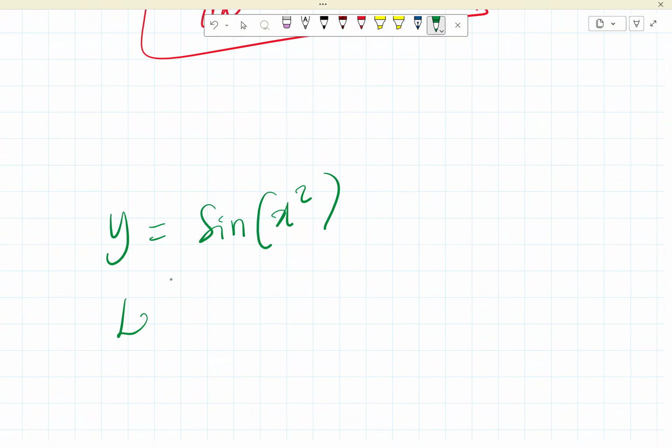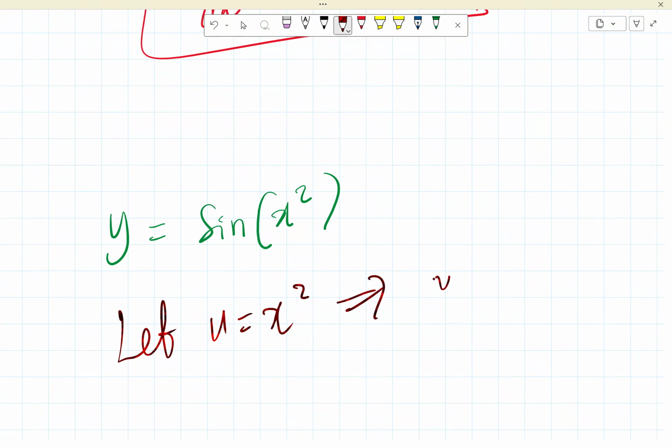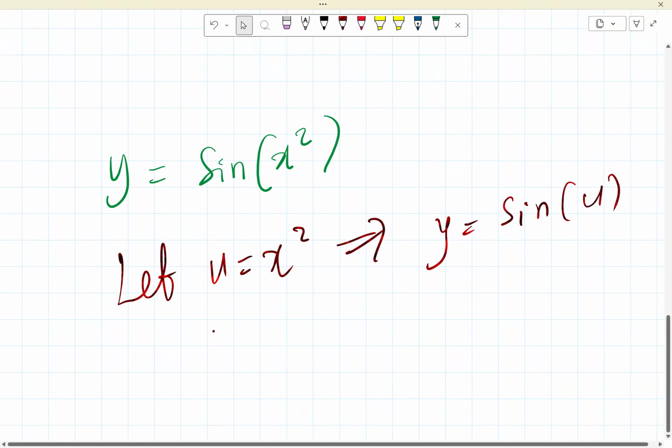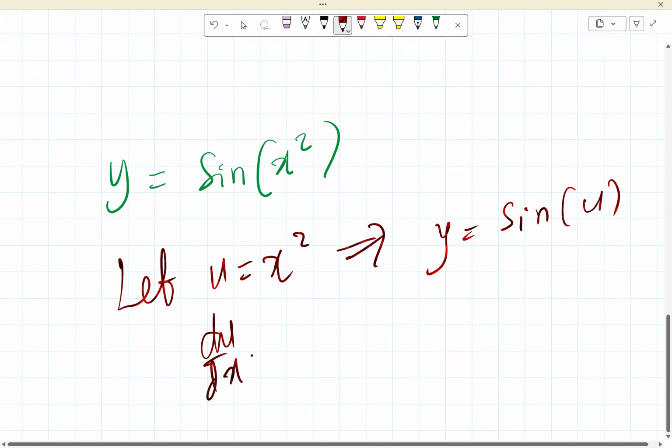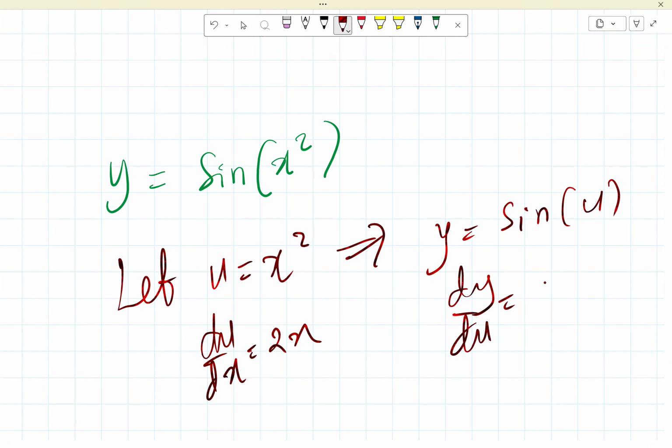So you come back and say let u be x squared. It doesn't have to be, it can be anything. So that implies that y is equal to sine u. Okay, so you then differentiate each one. So du dx is equal to 2x, and dy du is equal to cos u.